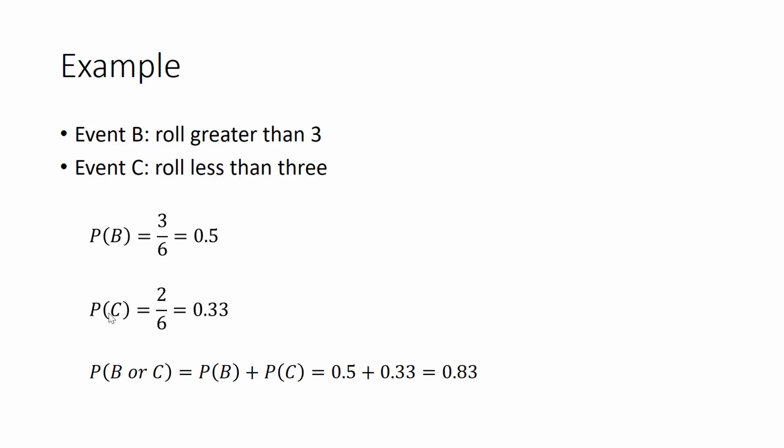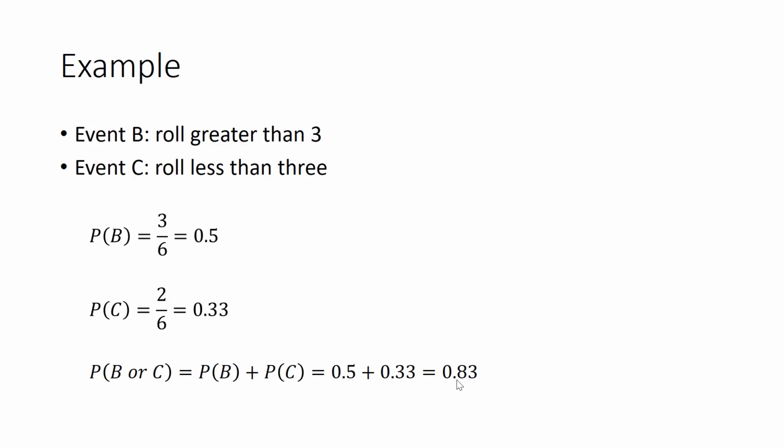And probability of C, it's less than 3, so that lets only 1 or 2. So the probability of C is going to be 2 over 6, and that's equal to 0.33. So the probability of the union of B and C, so probability of B or C, is going to be equal to the summation of the two probabilities, which is equal to 0.83.